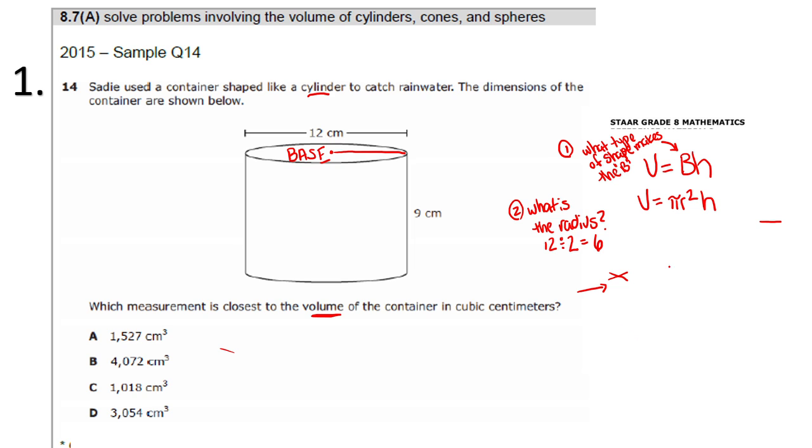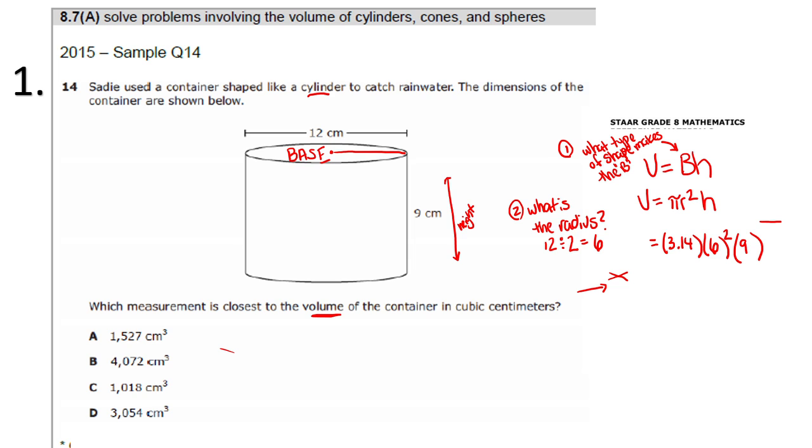Okay, so let's finish off this question. For our volume, we need to remember that pi is approximately 3.14. Our radius is 6, and then we have to square it because that's what the formula says. And then we have to multiply by the height. The height is going up and down. This is our height, which is 9.